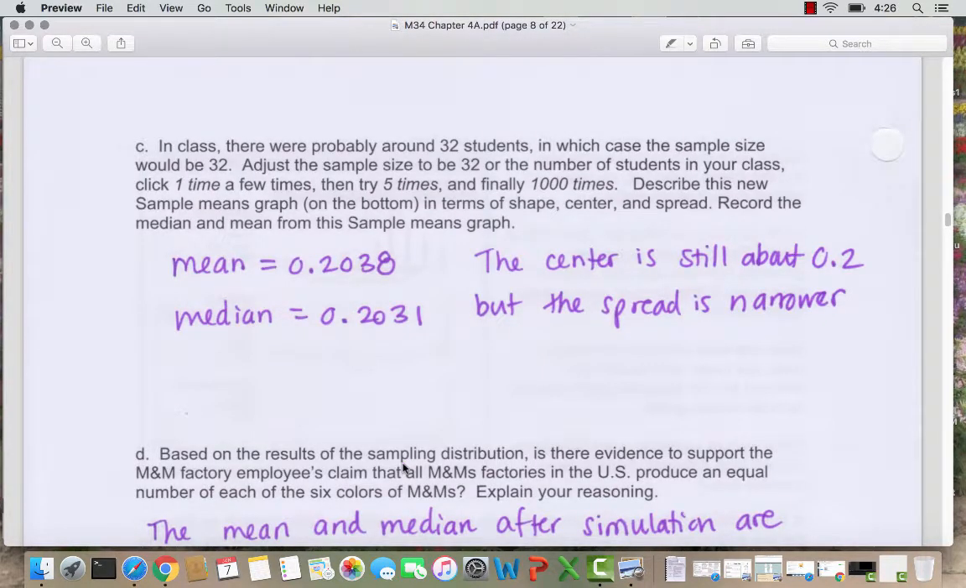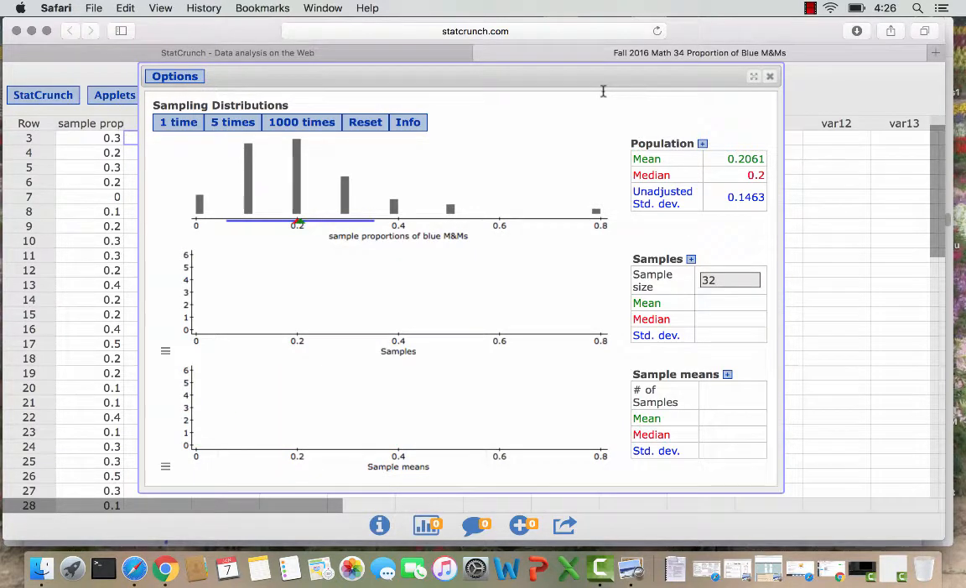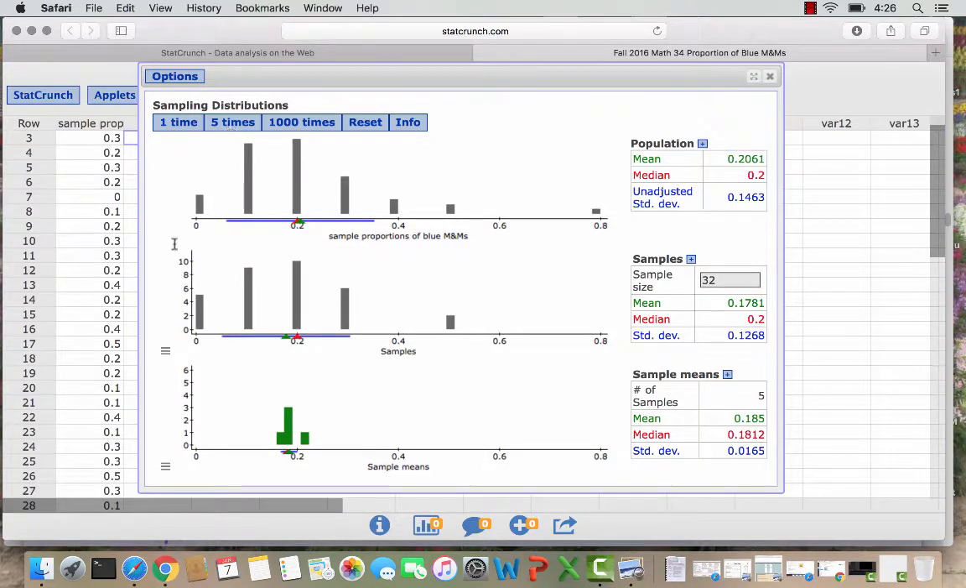So now in class, there'd probably be around 32 students. So let's go look and see what happens if we change our sample size to 32 instead of just thinking about averaging 2 or 3 draws. And let's see, if we do it 5 times, it pulls 32 values here, 5 different times and plots them for us. And then we start to get a graph here. If we do 5 times again, we can start to see the sample means graph forming.